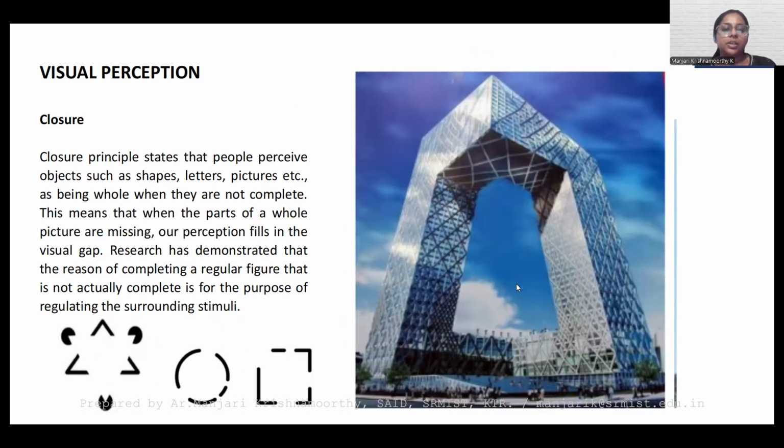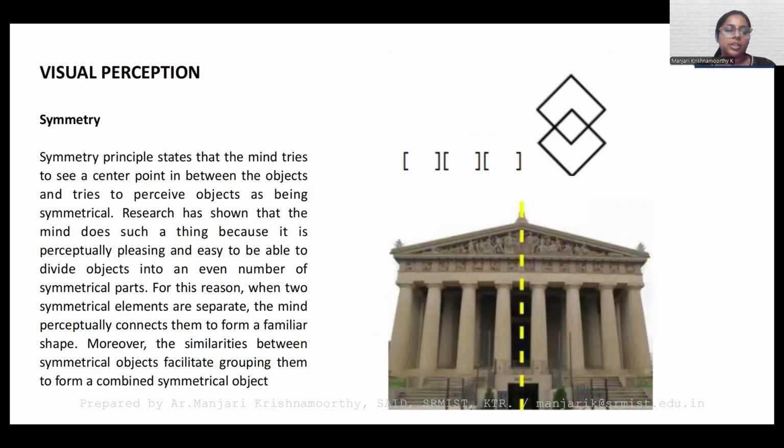Closure. So here you can see this is the CCTV headquarters building where it looks like a loop, but also it's trying to create that void where there's a hollow space. So that is the purpose of regulating surrounding stimuli. Symmetry. When you cut a building or any structure into half, you can see it's equal on both sides. The reason is because two symmetrical elements are separate.